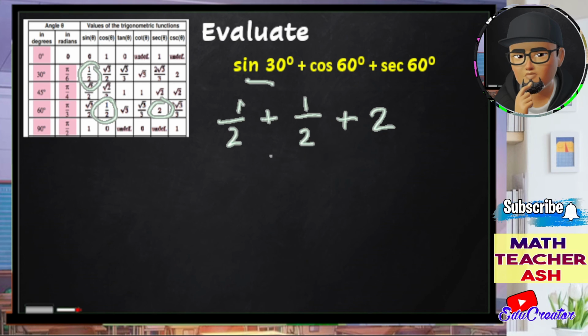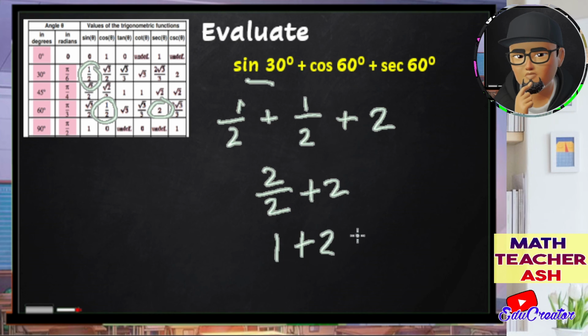When you simplify 1/2 plus 1/2, you copy the denominator and add the numerators, that is 2 over 2, plus 2. Then simplify 2 over 2, which is equal to 1, plus the last addend, so 1 plus 2 is equal to 3. My dear math learners, I hope you got that one very easily.